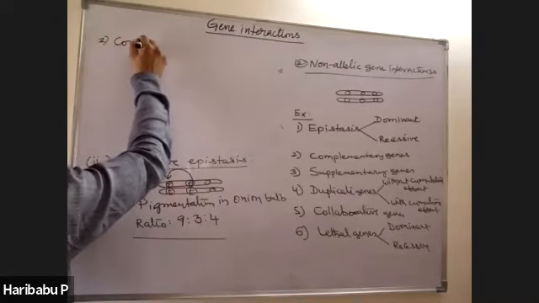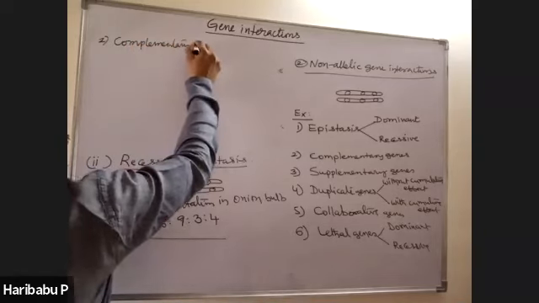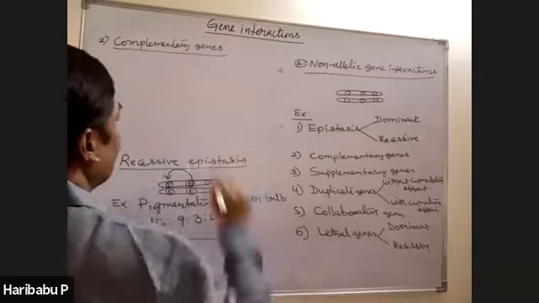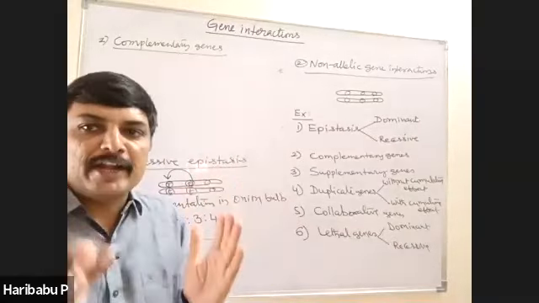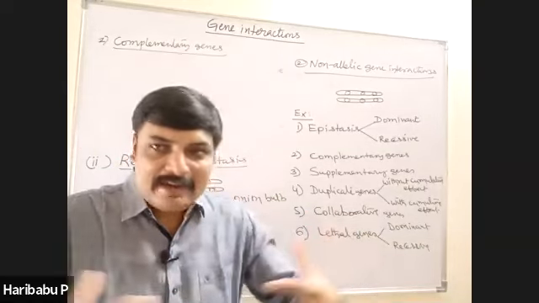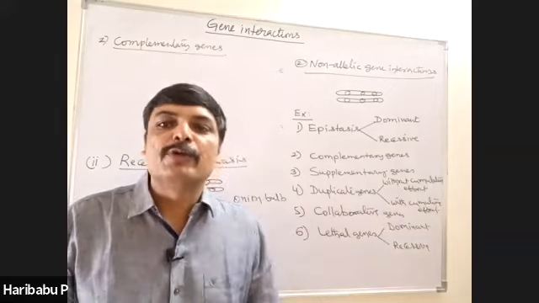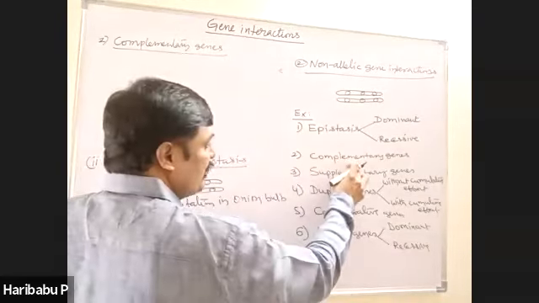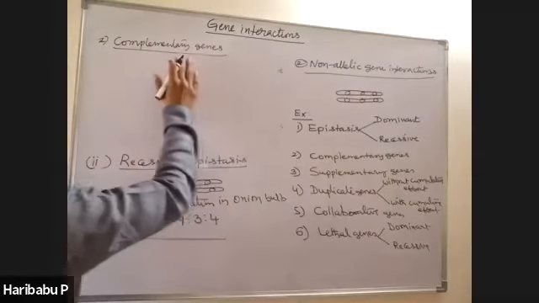What are complementary genes? And what is complementary gene interaction? When two dominant genes at different loci interact with each other and produce a new phenotype, then it is called complementary gene interaction, and such genes are called complementary genes.